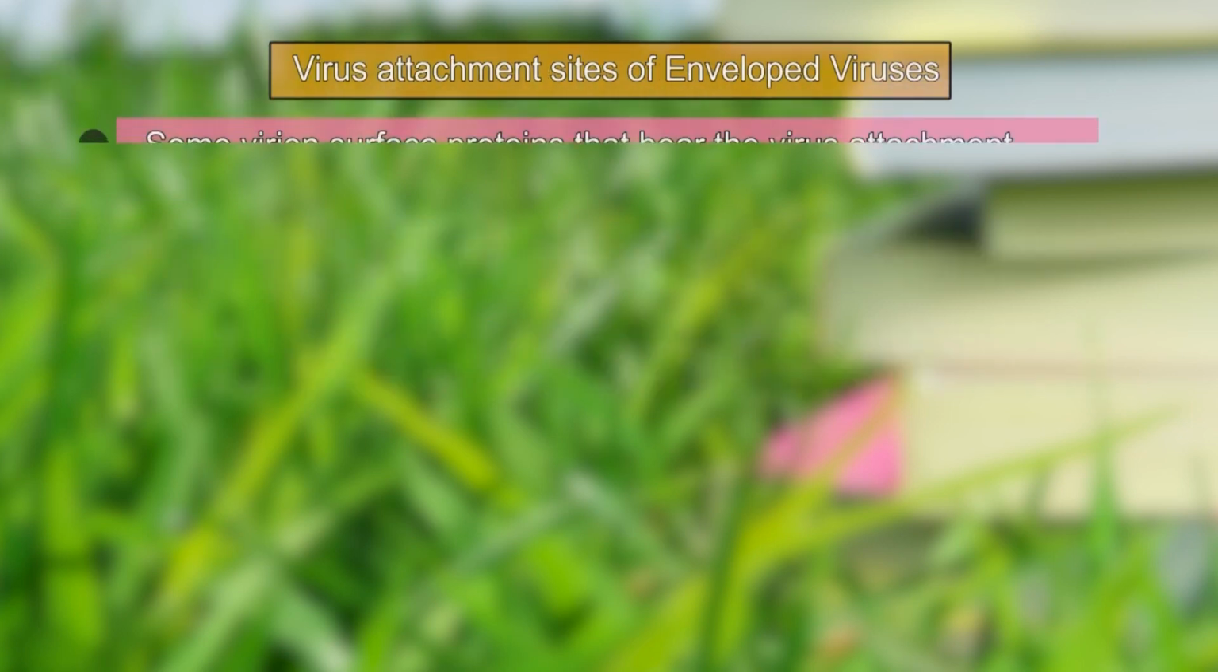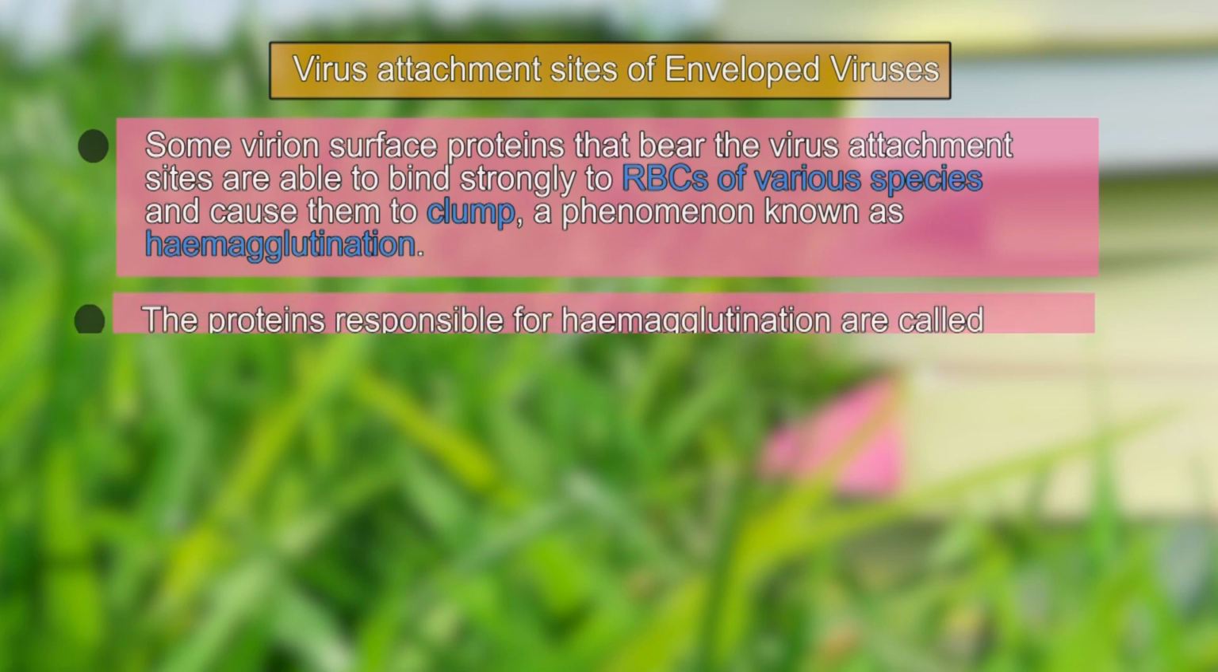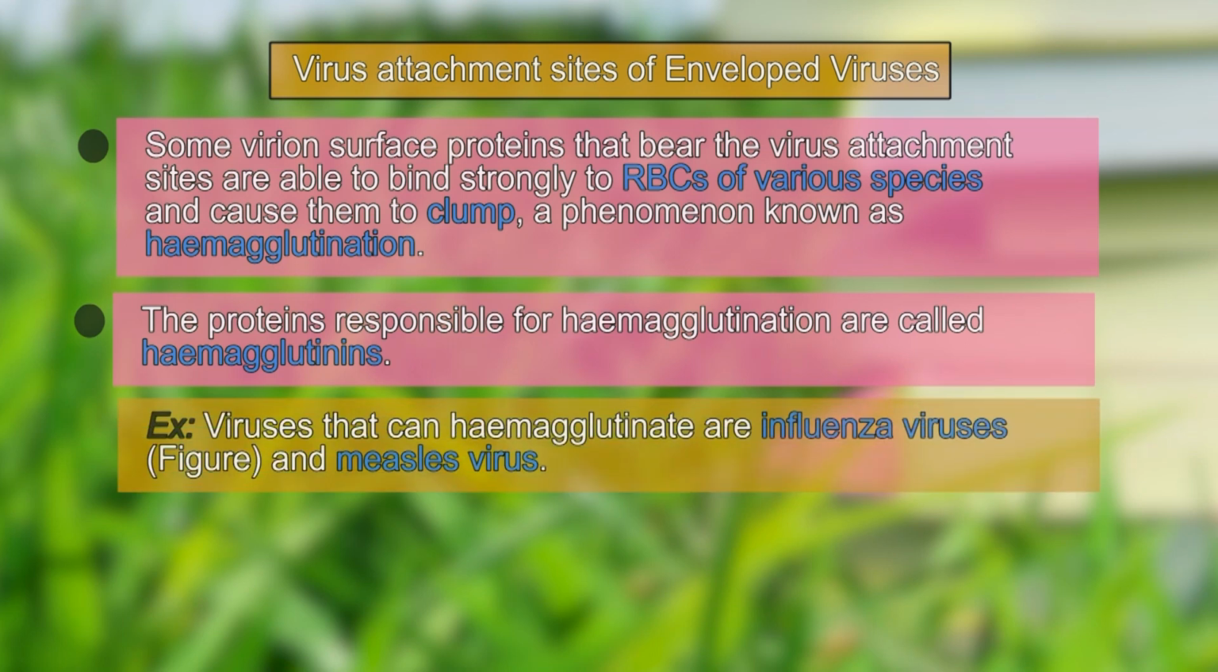Some virion surface proteins of enveloped viruses can bind strongly with RBCs of various species and cause them to clump together, a process known as hemagglutination. The proteins involved are called hemagglutinins, and the viruses which can hemagglutinate are influenza viruses and measles viruses.